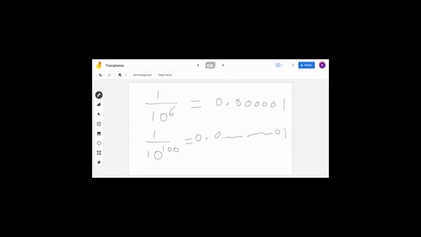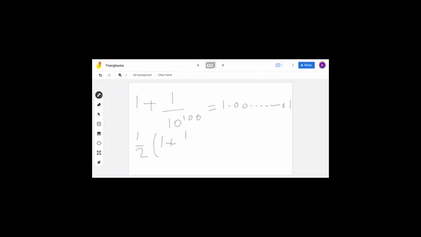So now tell me what will happen if I take 1 plus 1 over 10 to the power 100. Yeah, exactly. It will become 1.0000, lots of zeros in that one. So it's very close to 1, correct? Yes, sir. So now if I take half of 1 plus 1 over 10 to the power 100, it will become very close to how much? Half. Yeah, it will become very close to half.